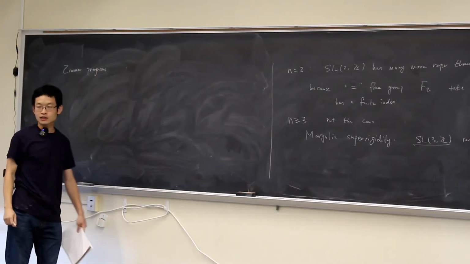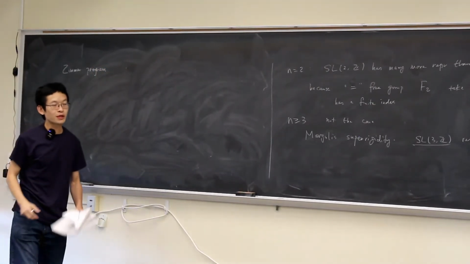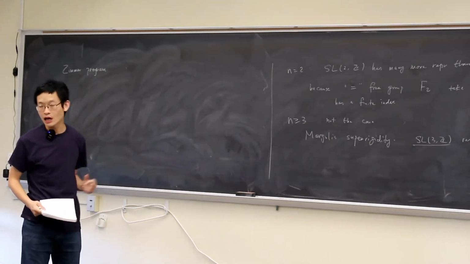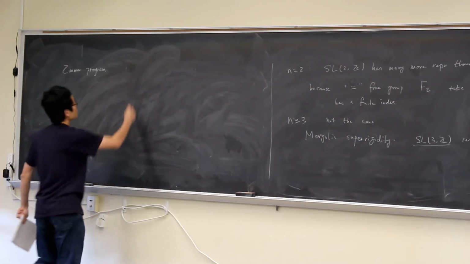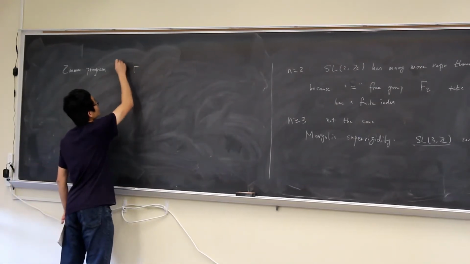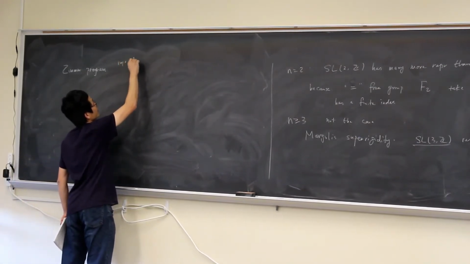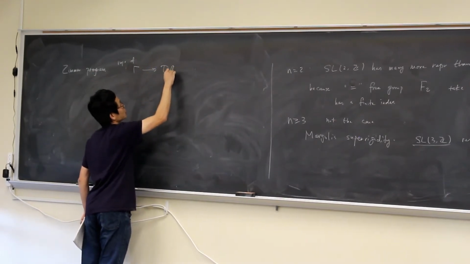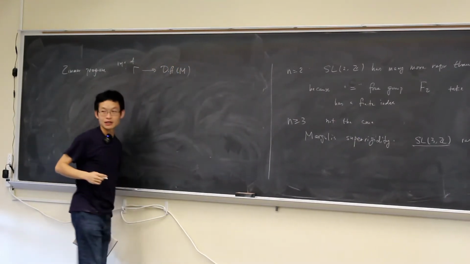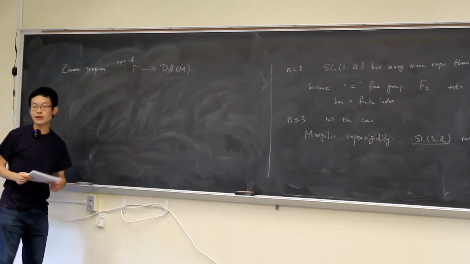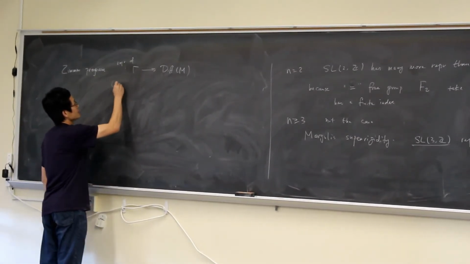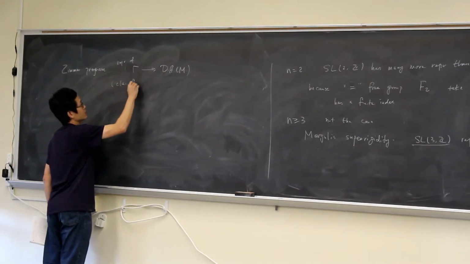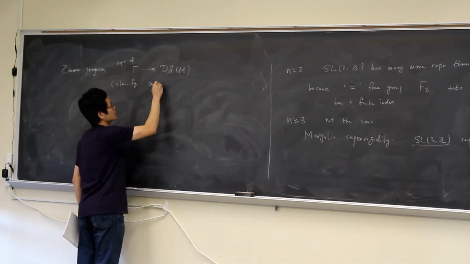The Zimmer program asks the following question. Instead of a representation into GLnR, the group of matrices, how about representations into the diffeomorphism group? Representation of gamma into the diffeomorphism group of a compact manifold. That is the same as saying group actions on a manifold. So classify smooth group actions.